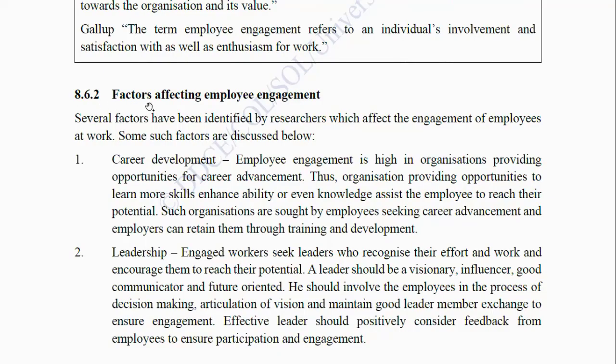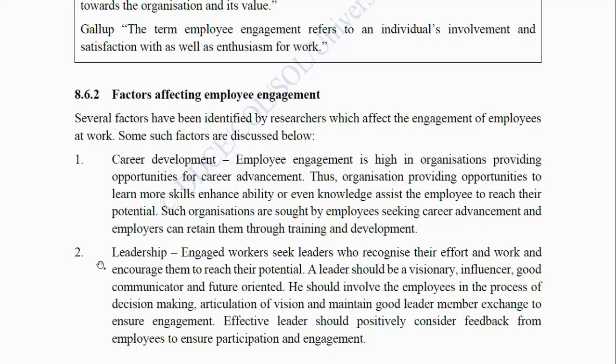8.6.2 Factors affecting employee engagement. Several factors have been identified by researchers which affect the engagement of employees at work. Some such factors are discussed below. Number one, career development. Employee engagement is high in organizations providing opportunities for career advancement. Thus, organizations providing opportunities to learn more skills, enhance ability, or even knowledge assist the employee to reach their potential.